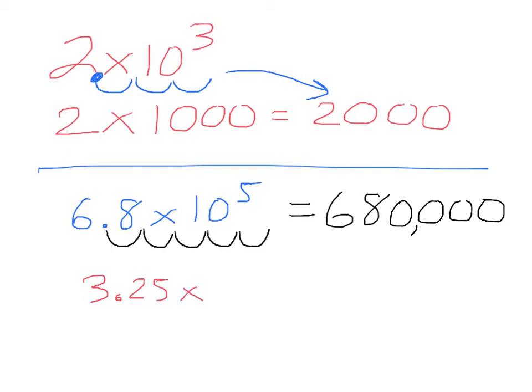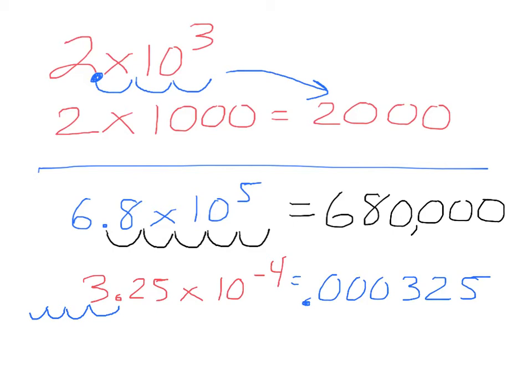What do you think I'm going to do if I have 3.25 times 10 to the negative fourth? So here I have a negative number. Yep, you got it. You're going to move the decimal 4 places to the left. 1, 2, 3, almost running out of room there, 4. So what I get is 0.000325.